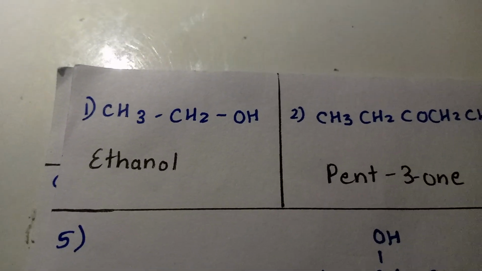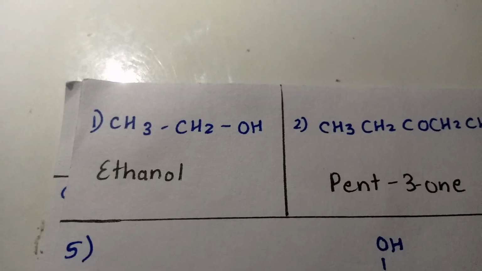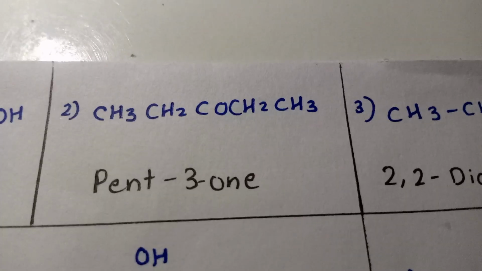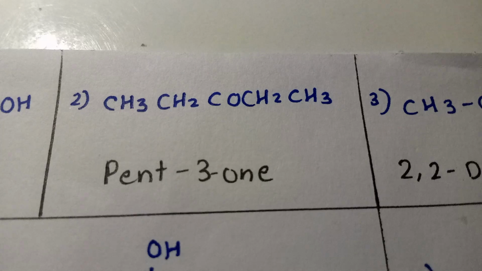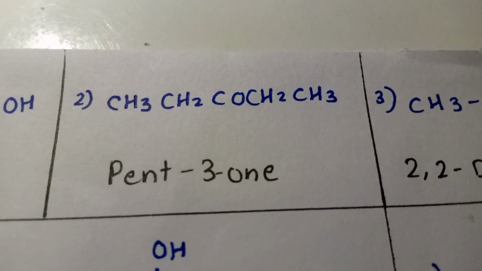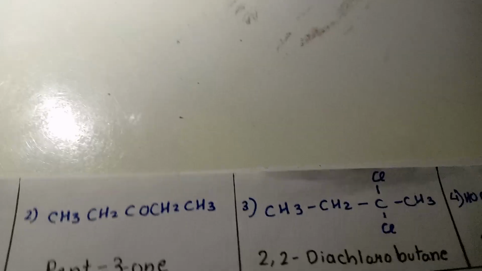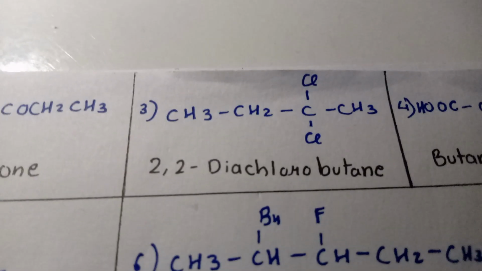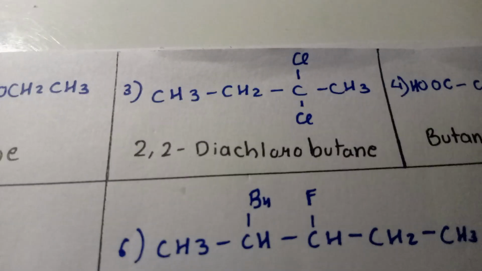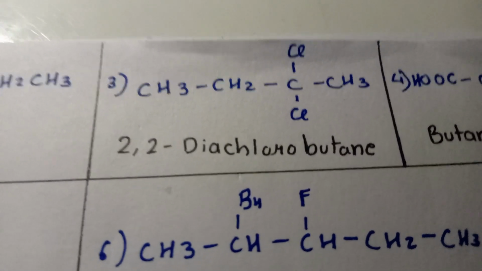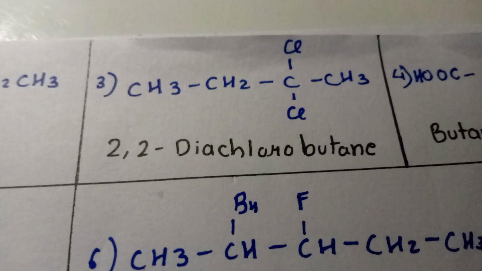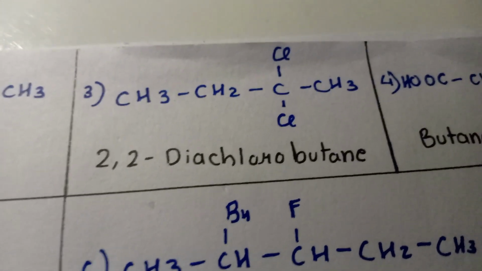See, basic things: ethanol, OH group. Because it has C double bond O in the middle, it will be pent-3-one. Then two chlorines on the carbon, which means dichlorobutene. It is an example of a haloalkene. How? You just saw, bro.